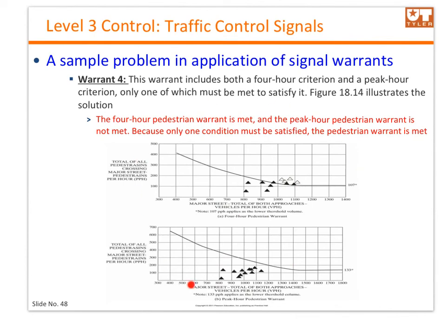only one condition must be satisfied, then the pedestrian warrant is met. So for the pedestrian warrant, as we remember, we have 2 graphs, one for 4 hours. If we have 4 hours above the line, this is going to be met, or we can use this portion here, if we need to have at least 1 point above. So if we satisfy one of them, which we did here, then warrant 4 is also met. So now we have warrant 1 is met, 2 and 3 are not met, and warrant 4 is met.